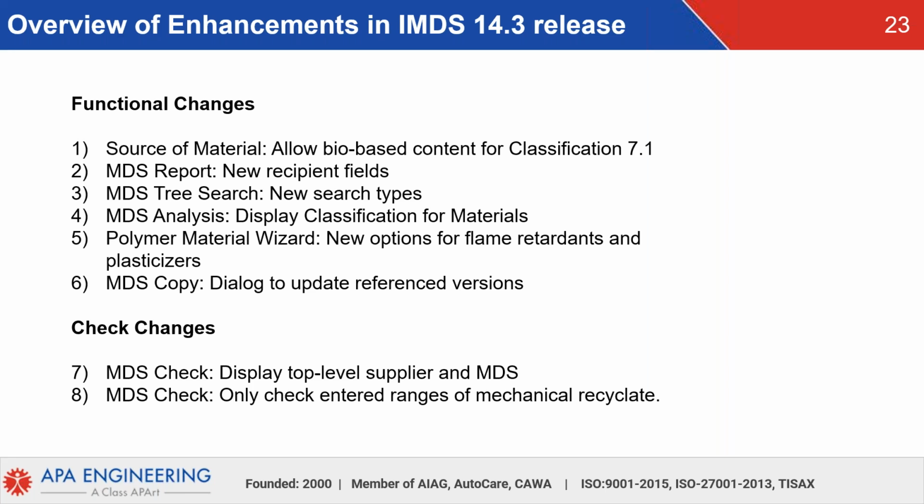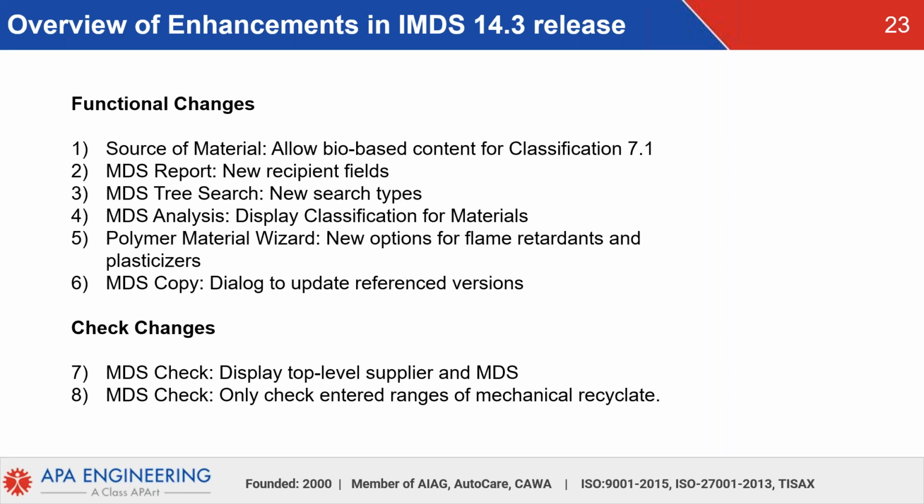Normally there are changes under two topics: one is functional changes, another one is check changes. The functional changes has 6 different changes: source of material, allowing bio-based content for classification 7.1; MDS report, new recipient fields; MDS tree search, new search types; MDS analysis, display classification for materials; polymer material wizard, new options for flame retardants and plasticizers; and MDS copy dialog to update referenced versions. Then check changes: MDS check, display top level supplier and MDS; and MDS check from the point of view of entered ranges of mechanical recyclates. I'll be explaining these updates in detail in the subsequent slides.